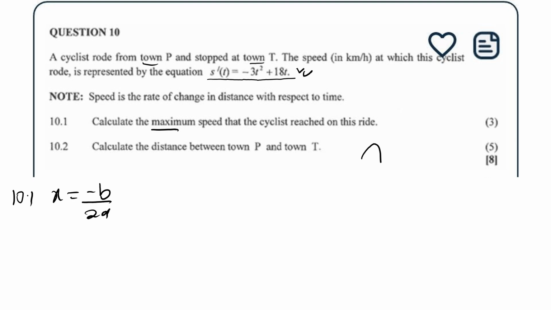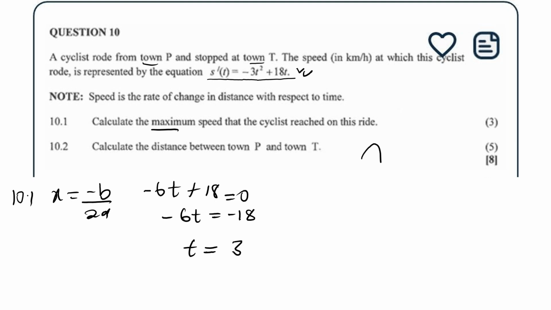But now because you're in grade 12, you have to differentiate, right? You have to differentiate. Therefore, now we can differentiate negative 3t squared plus 18t, which is going to give us minus 6t plus 18, and then we solve for t. Therefore, now we're going to have minus 6t is equal to minus 18. Therefore, t is equal to 3.